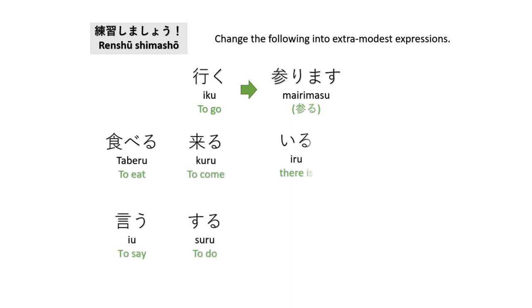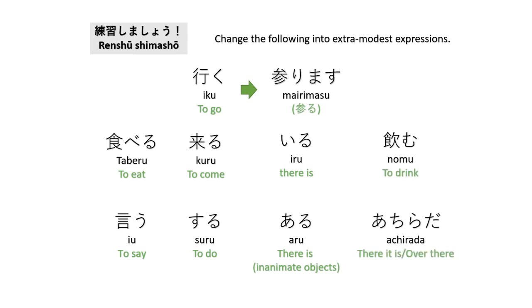Okay, so let's practice. We're going to change the following into the extra modest expressions. So here, for example, iku. Iku, what is its extra modest expression? That is mairimasu. Okay, so here we also have the other examples. Let's try and convert them into the extra modest expressions. You can pause the video and try and think or replay the video and try and find out the answers.